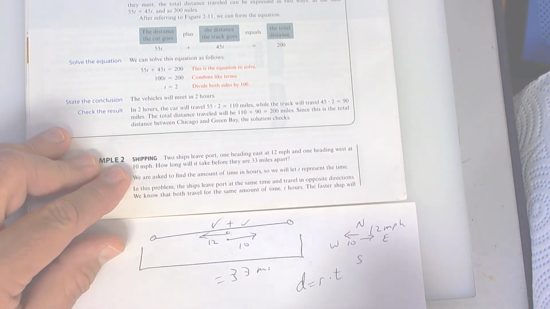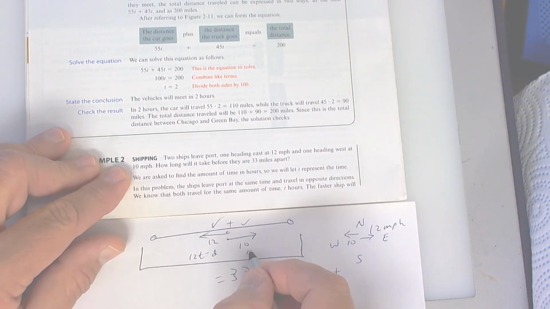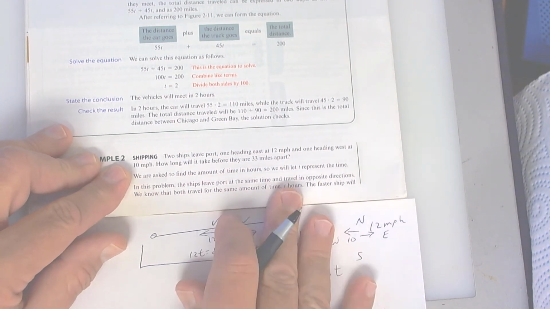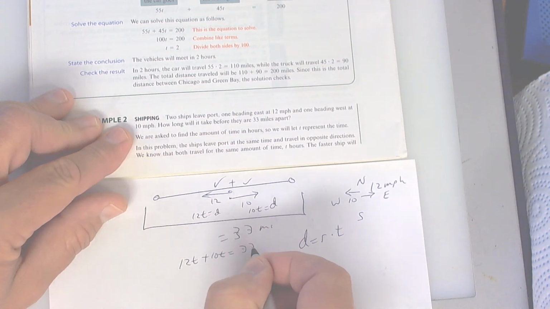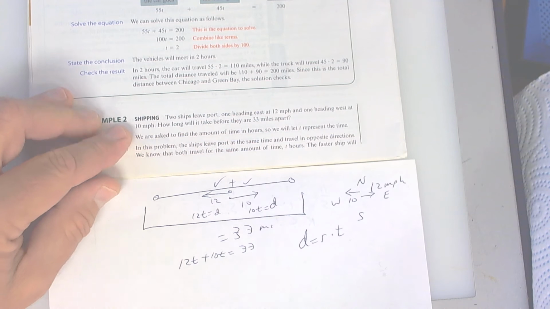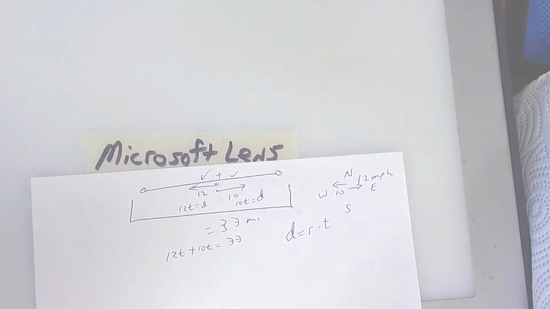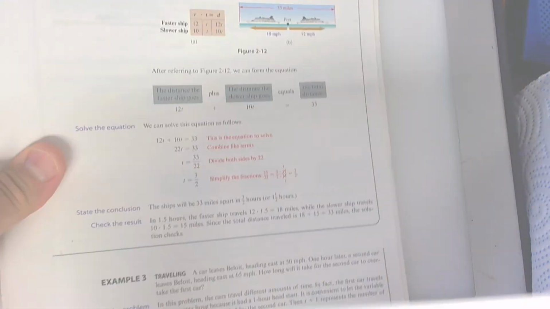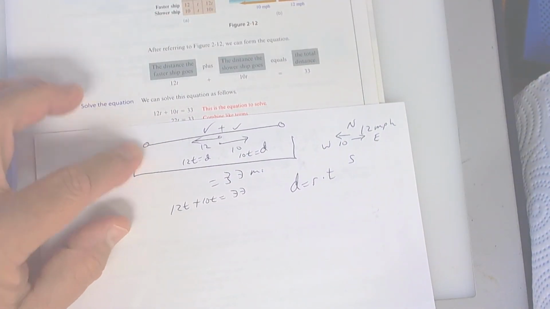So we're going to say rate times time. One of them is going to be 12 times t equals distance, and one of them is going to be 10 times t equals distance. And we're going to set them equal to 33. So it's going to be 12t plus 10t is equal to 33. So it's kind of the same idea as the first one. Okay, so that's the second type. And you can see they did exactly that on the problem. They added them up and set it equal to 33.